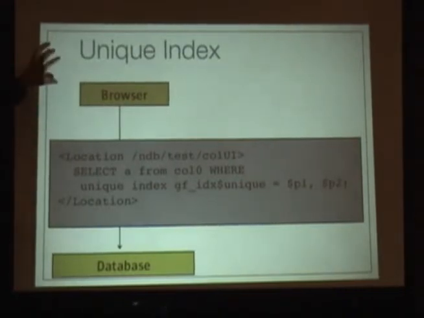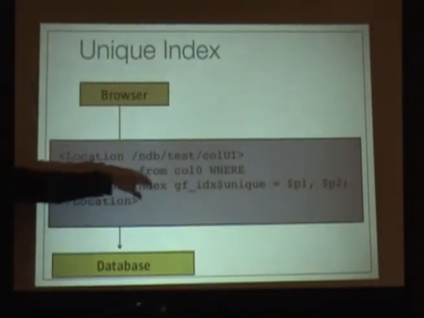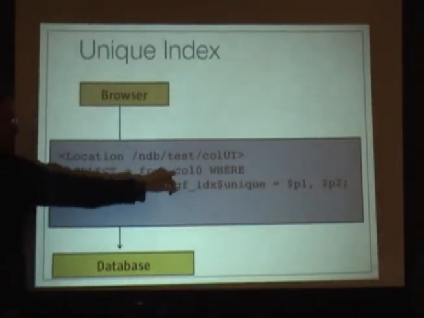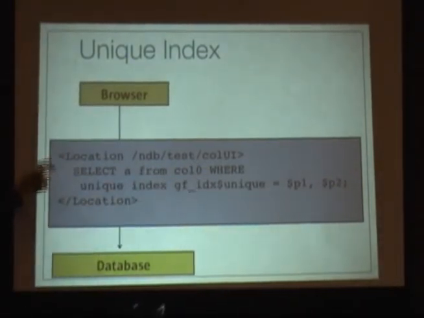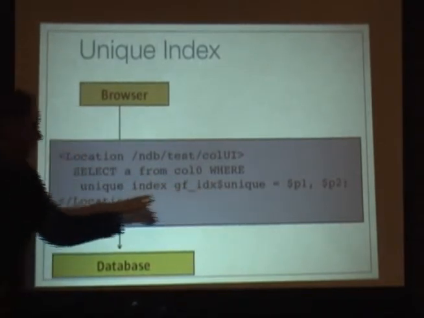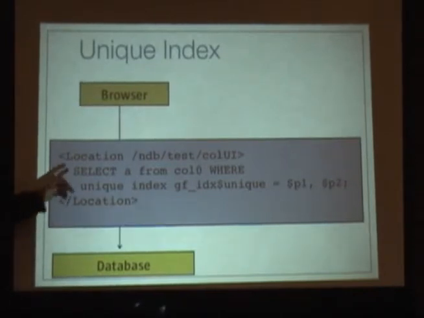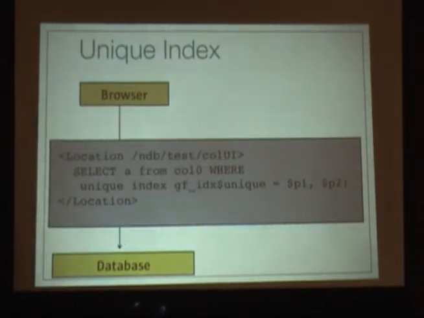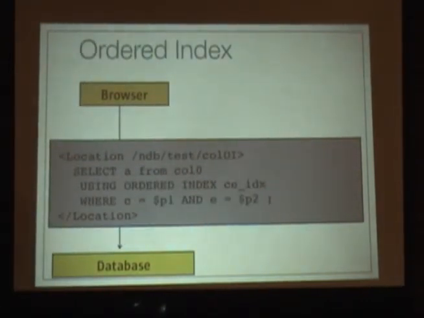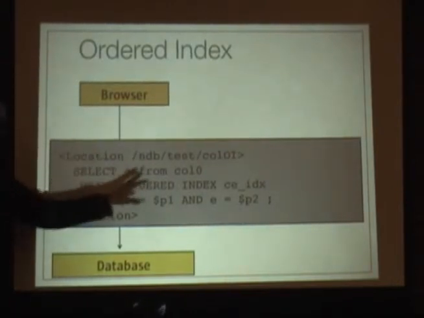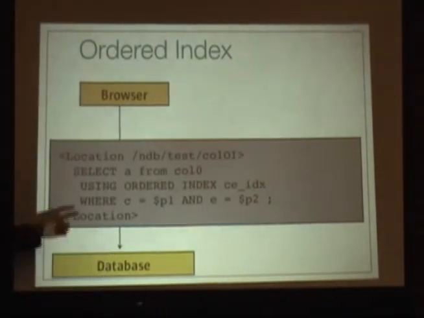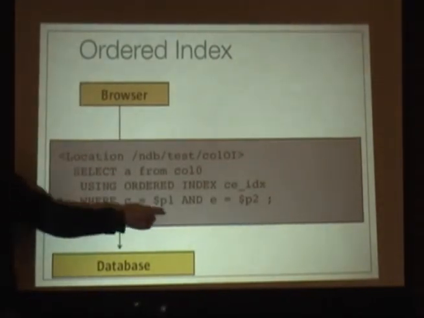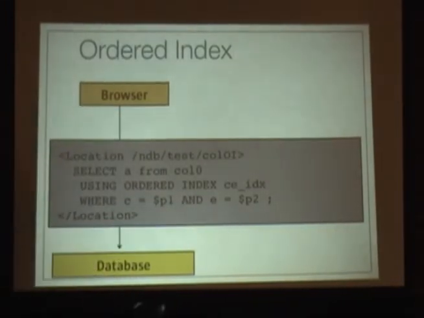Or a unique index. So select A from column 0. This is a table name right here, strangely enough. Where, and then I said where, so we're using a unique index, and here's a two-part unique index. So where unique index, blah, that's the name of the index, equals part 1, part 2. I did a similar looking thing with an ordered index scan, so select A from column 0 using ordered index, that's the index name, where C equals this parameter and E equals that parameter.